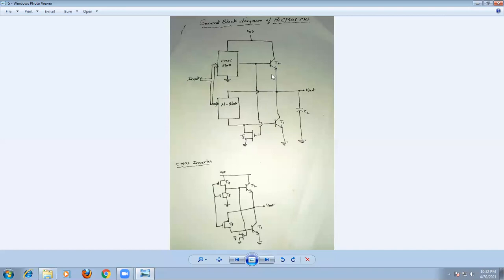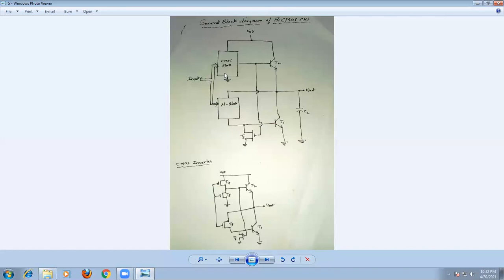When this is off, this is on. So that turns on the transistor T6, and the base current will be discharged through it. This is the circuit diagram you have to remember.